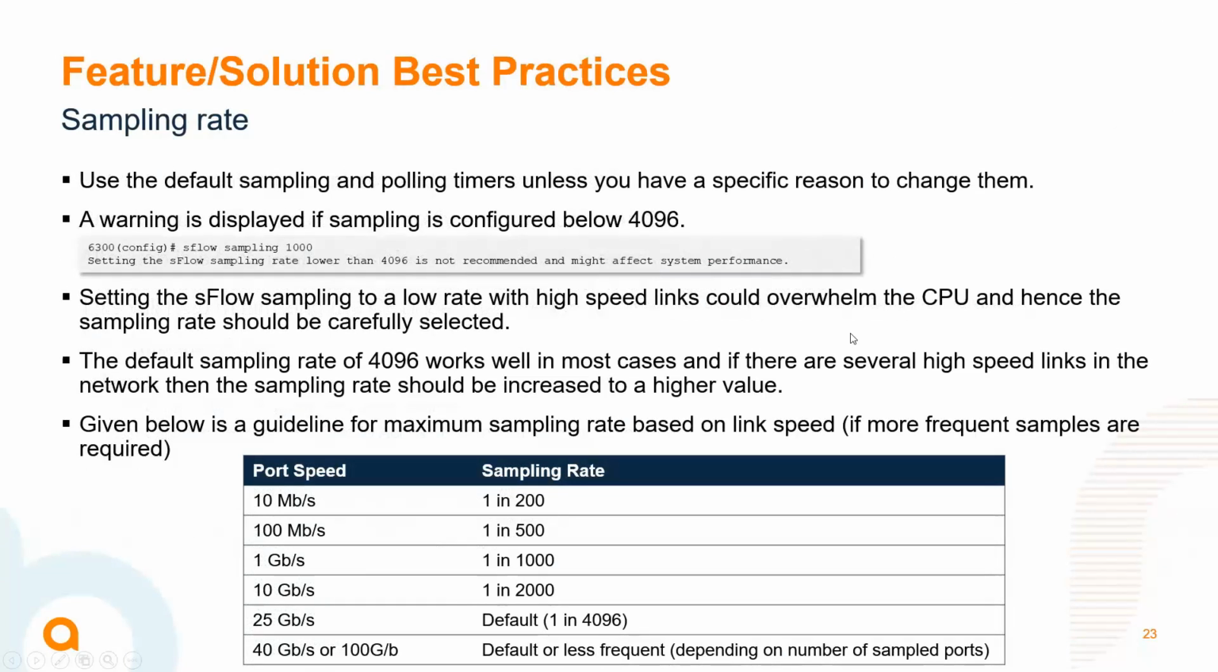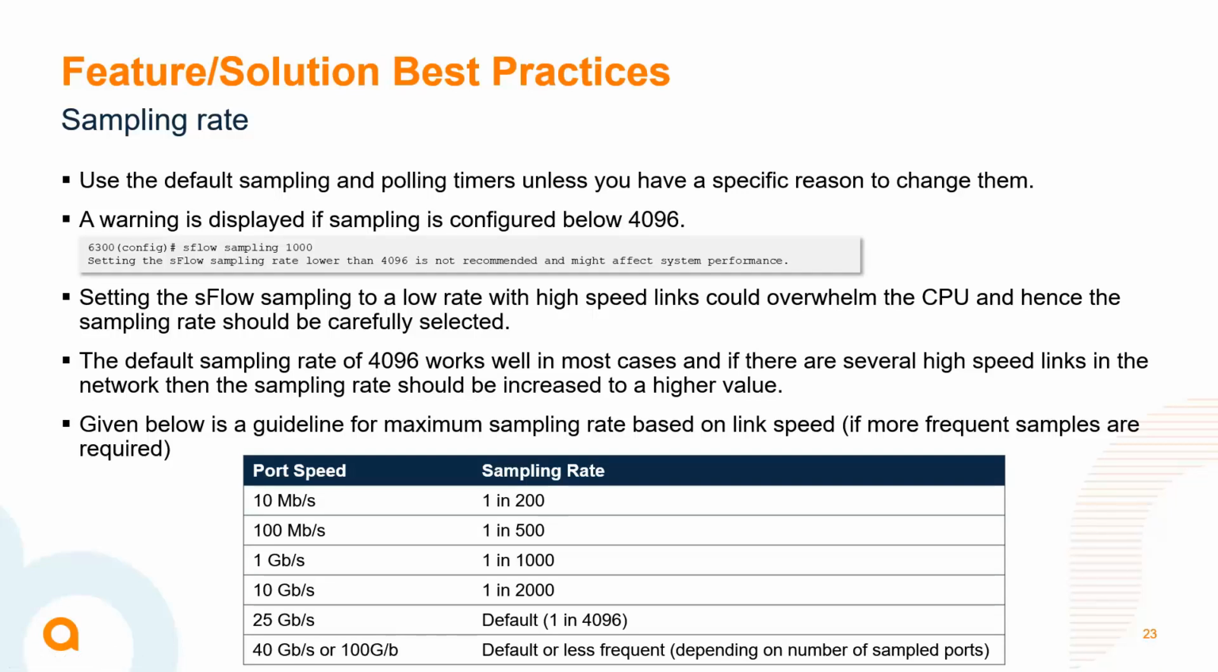Something specific about the sampling rate. As you can imagine, the sampling rate is something sensitive, because if you are very aggressive on that sampling, you may impact the CPU. So generally speaking, the default sampling and polling timer are good to use, and don't change them until a very specific request from the customer, for some troubleshooting for instance, for a given period of time or for a very specific reason. If you try to configure the sampling rate lower than 4096, you will get a warning.